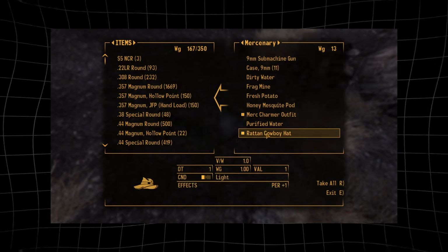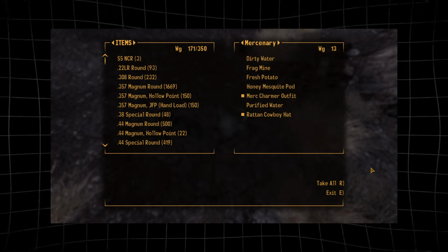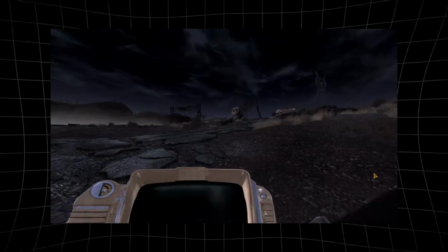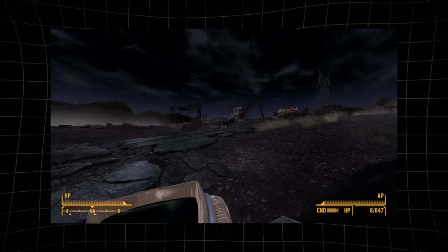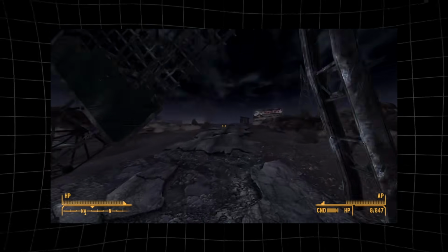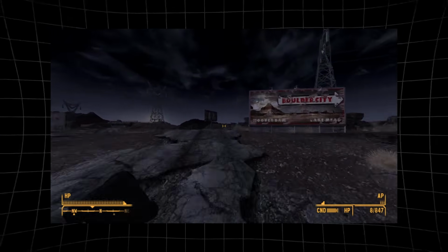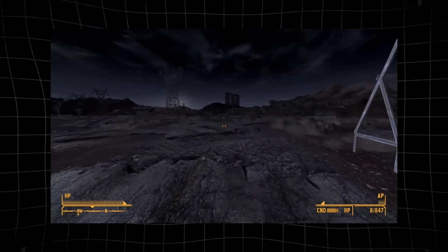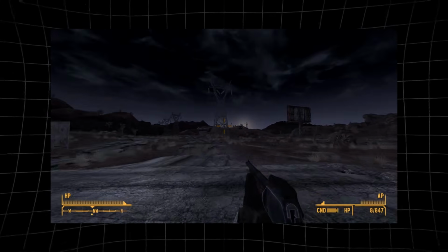Their solution was FEV. Not the same strain that the Master had used, but a modified version developed by Enclave scientists, designed to be dispersed through the atmosphere. Once released, it would kill anyone whose genetics contained evidence of radiation exposure. In practice, this meant virtually every living person in the wasteland. The Enclave, by this plan, intended to begin the world again with only themselves.